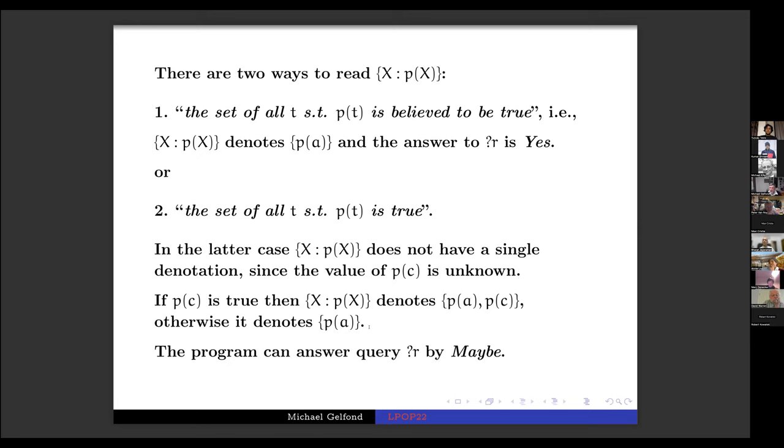There are different ways to design an answer to this program. The simplest one, probably, is that the program can answer our query by "maybe," or it can give conditional answers. So depending on how you explain it informally, you will be able to predict the answer to our query.